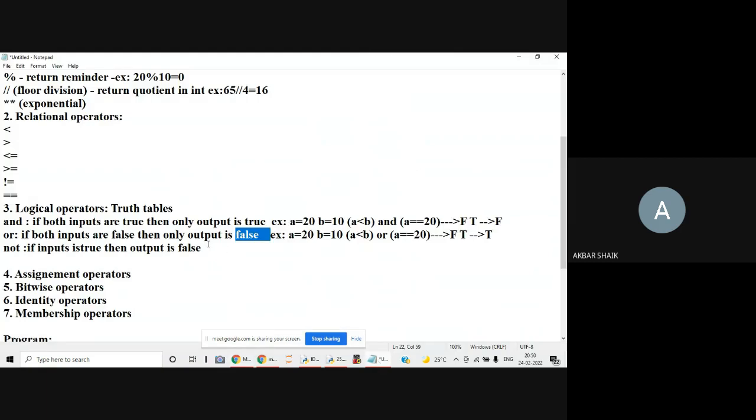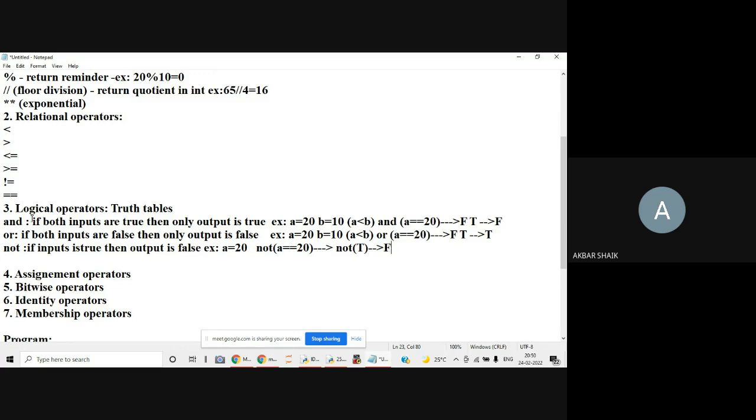And what about NOT? NOT is nothing but reverse. For example, here I can take only one input. A equals 20. NOT of A equals 20. What is the result here? A double equals 20, 20 equals 20, it is true. So here, NOT of true. What is NOT of true? NOT of true is false. So this is the answer.